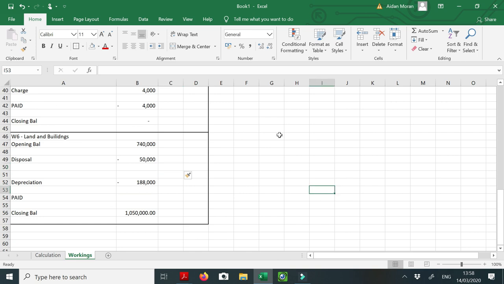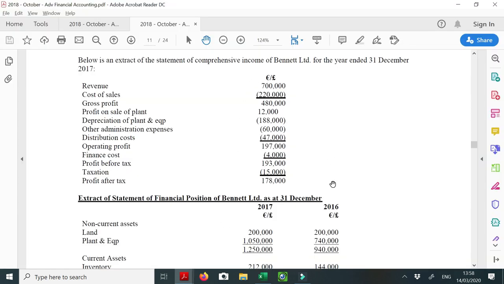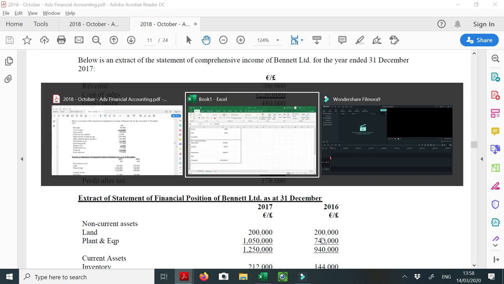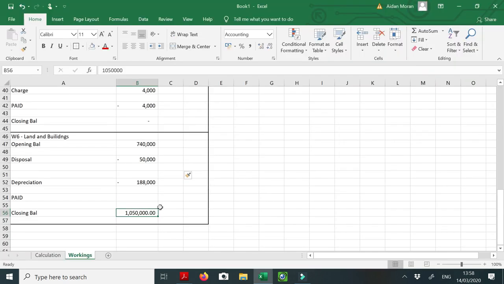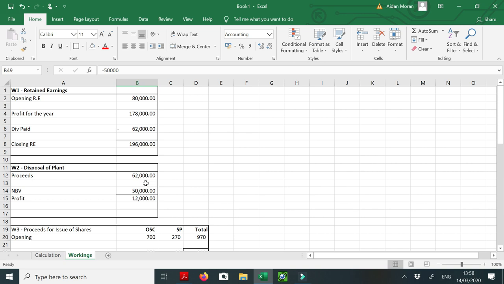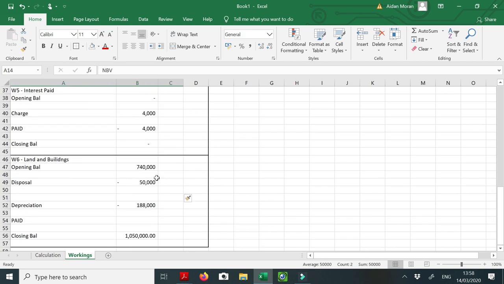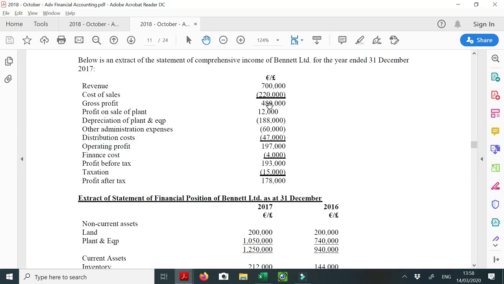Sorry, my land and buildings, my opening balance is 740, my closing is 1050. So if I look at the question, I have 740 and 1050. How do I get from 740 to 1050? Well, I need to account for my disposal. And my disposal had a net book value of 50,000. We were told that earlier. Net book value of 50, so that will reduce down my value. And we had depreciation in my accounts of 188, that will also reduce down my balance.